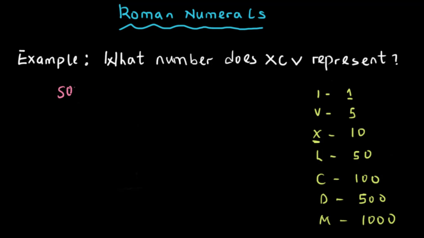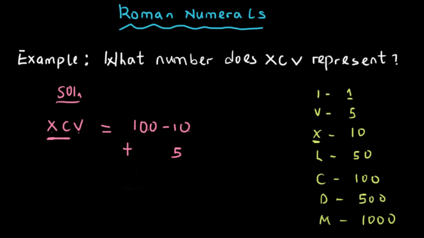So we've got this question: what number does XCV represent? Now in this case, you can see that we have a smaller symbol behind a bigger symbol, so we subtract first. So XC would be 100 minus 10. Can you see? C is 100, X is 10. So 100 minus 10. Then we have plus V is 5.